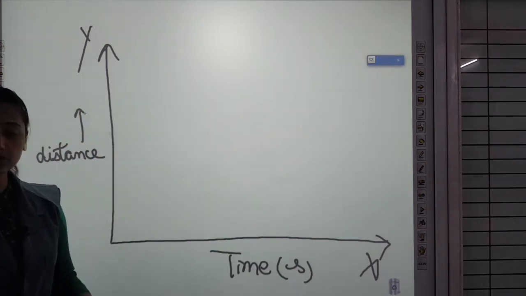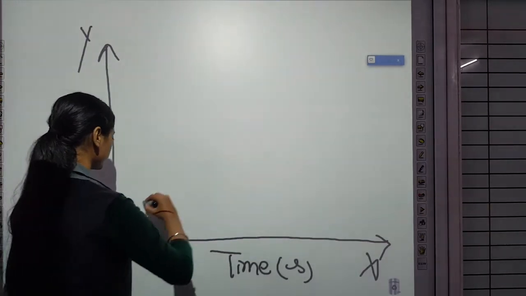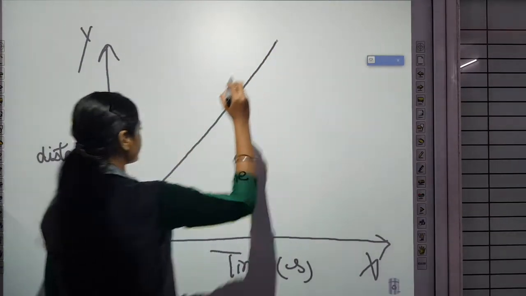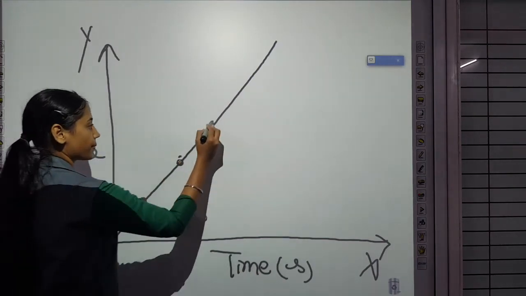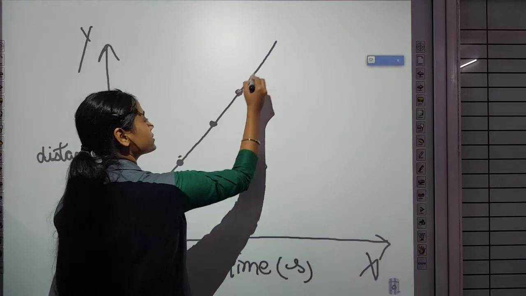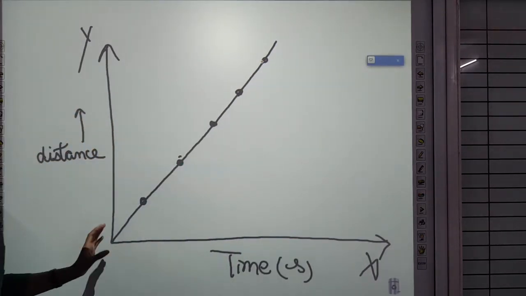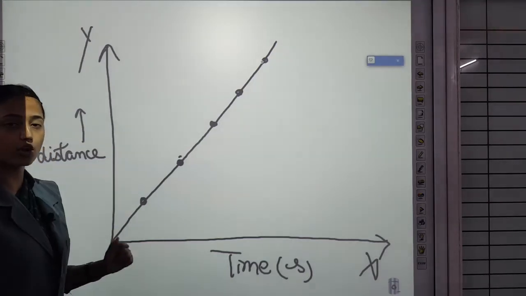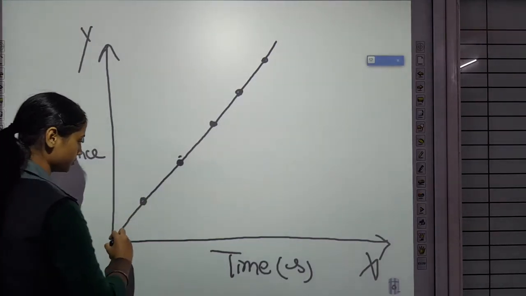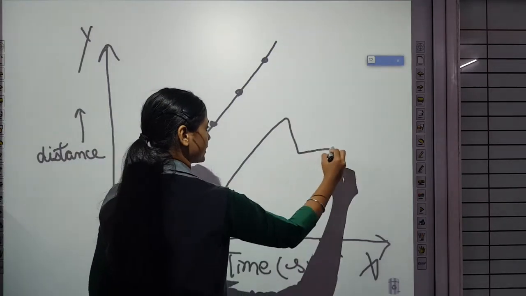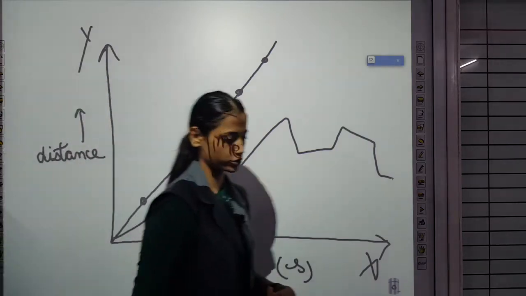For uniform motion, the distance time graph is a straight line, because in this line you can see that at any point, the distance travelled by a body is equal in a given interval of time. But in case of non-uniform motion, the line is not straight. It can be like this. This is for non-uniform motion.